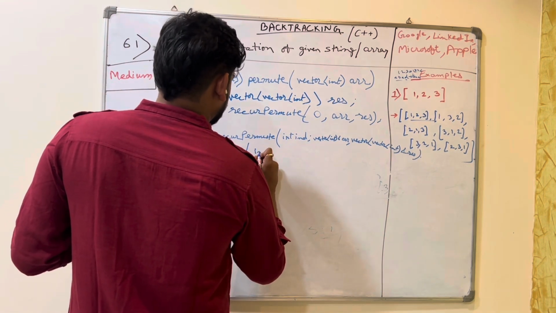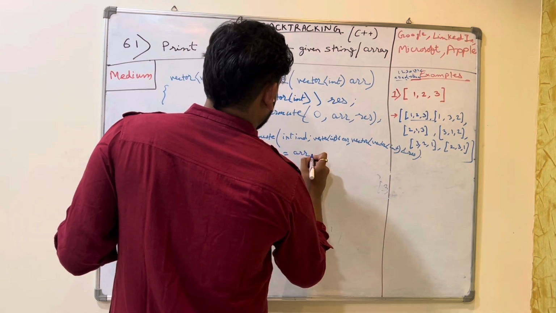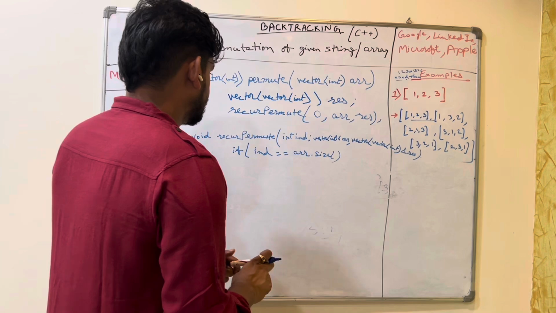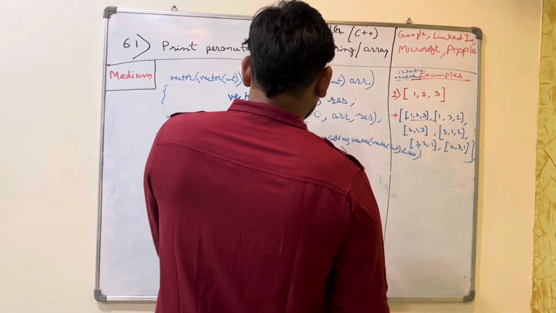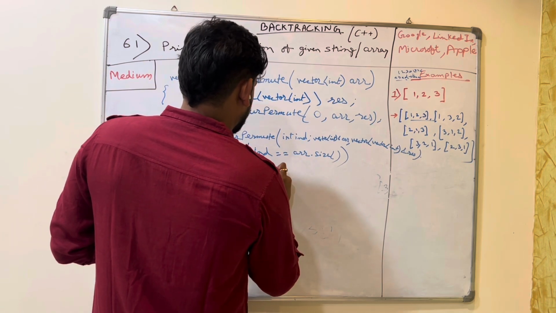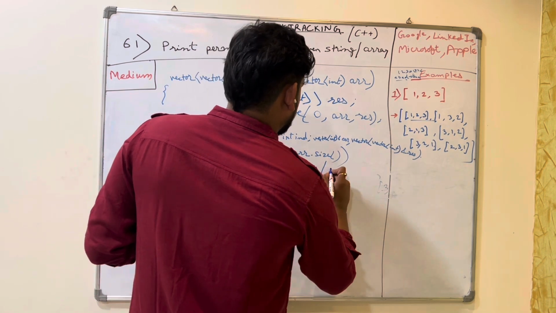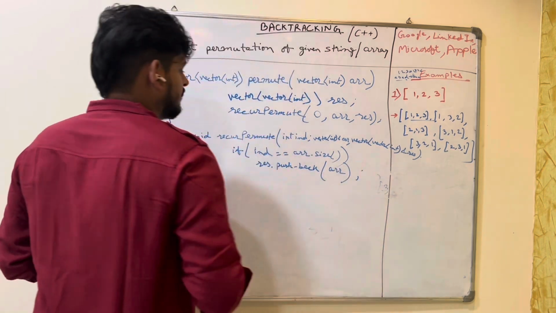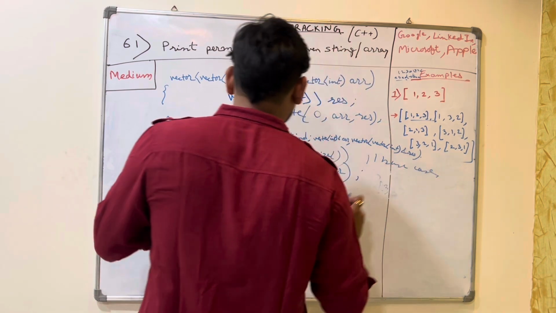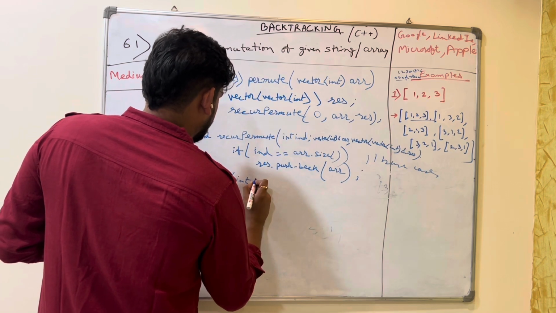If index equal to array dot size. Okay, if index becomes equal to array dot size, then what do we do? We add the answer, result dot push_back, whatever form the array was there, we add it. Okay, this is the base case.